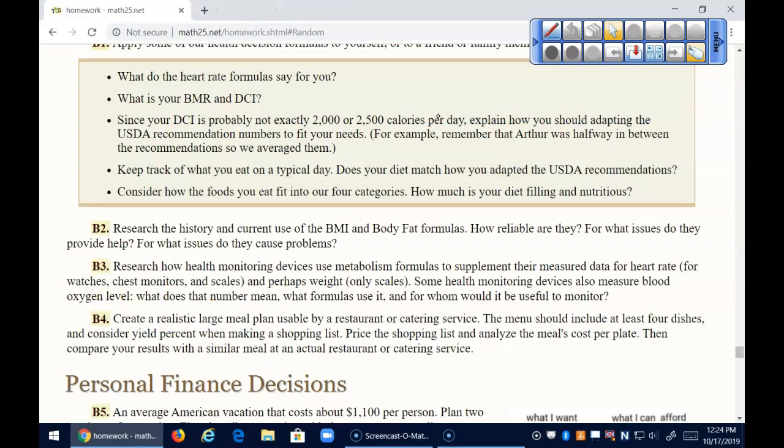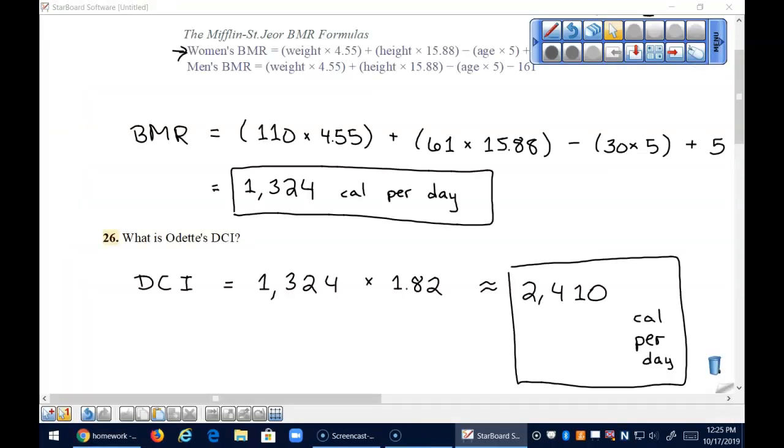Okay, can I ask a question? Sure. Okay, so the scale factor for her was 1.82. So we multiplied the DCI and got a bigger number.